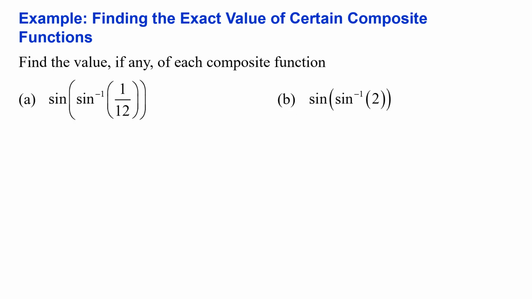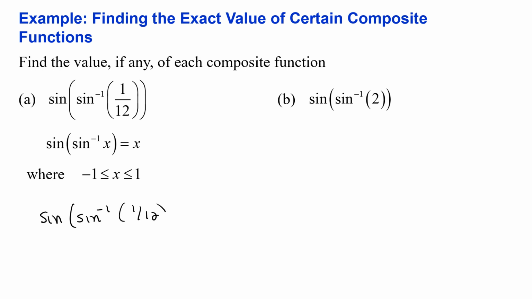In this example, we're going to find the value, if any, of each composite function, and we have parts A and B. Part A is the composition sine composed with inverse sine of 1/12. And we'll use the fact that sine of inverse sine of x will equal x, where x is between negative 1 and 1 inclusive. Now for part A, x equals 1/12, which falls in the interval of negative 1 to 1. Therefore, we can write sine composed with inverse sine of 1/12 is equal to 1/12.